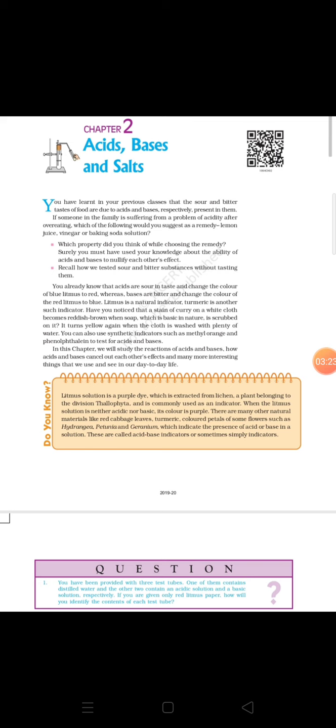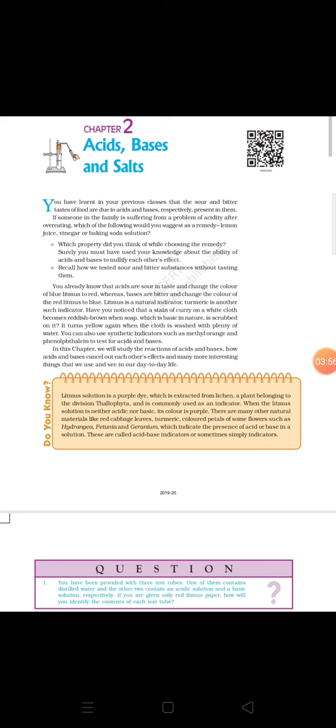Now here, do you know, it is given something about litmus solution. So litmus solution is a purple dye which is extracted from lichen, a plant belonging to the division Thallophyta, and is commonly used as an indicator. When the litmus solution is neither acidic nor basic, its color is purple. So we know the color of litmus solution in acidic solution and in basic solution. So in neutral medium, litmus is purple in color.